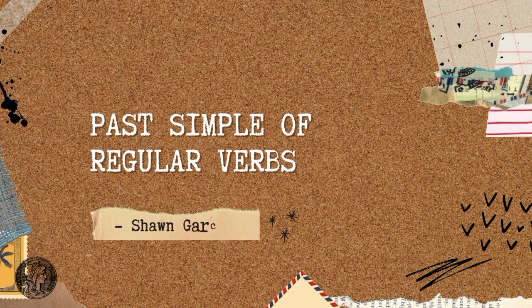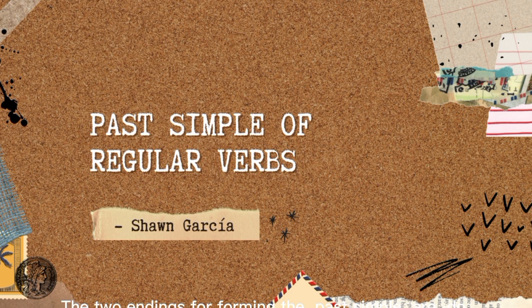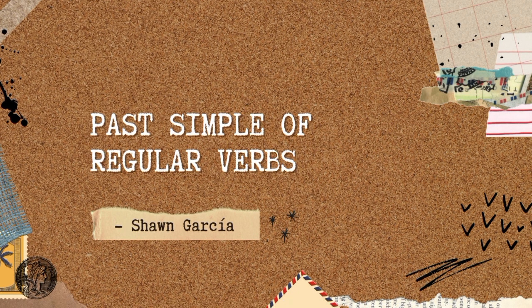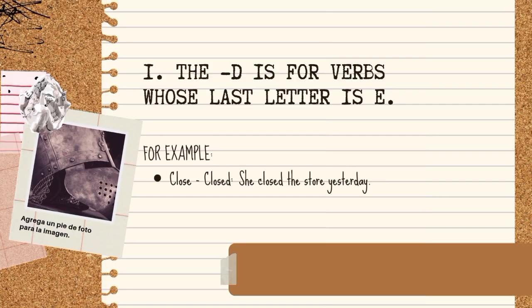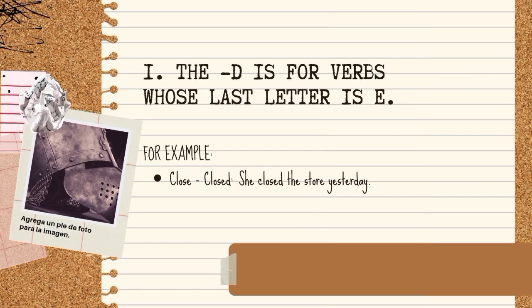Past simple of regular verbs. There are some rules for the formation of regular verbs in English which are based on knowing the last letters of the infinitive. The two endings for forming the past simple are d and ed, and they depend on the following. 1. The d is for verbs whose last letter is e. For example, close, closed. She closed the store yesterday.